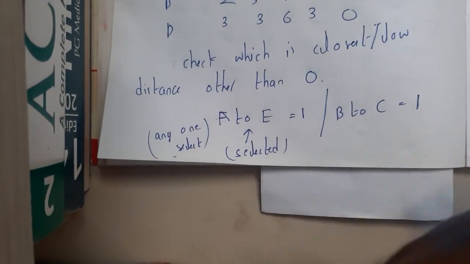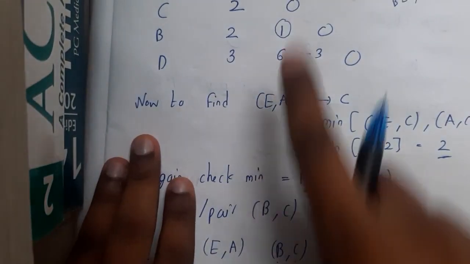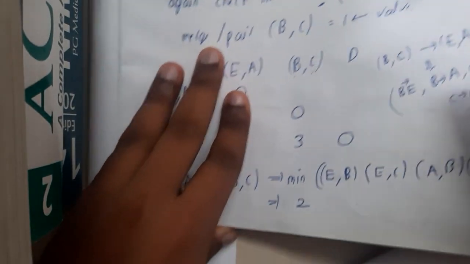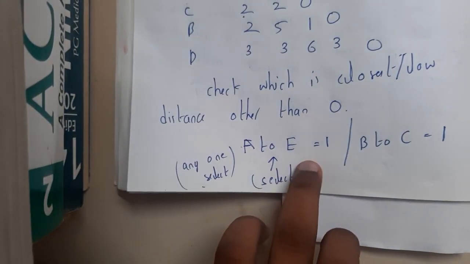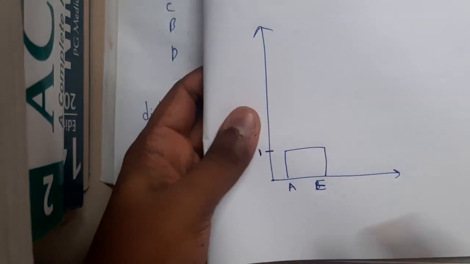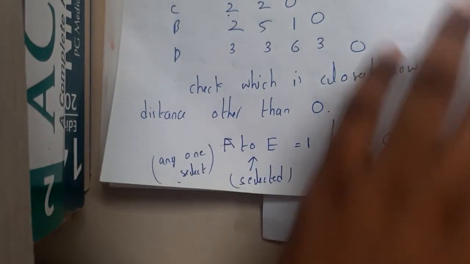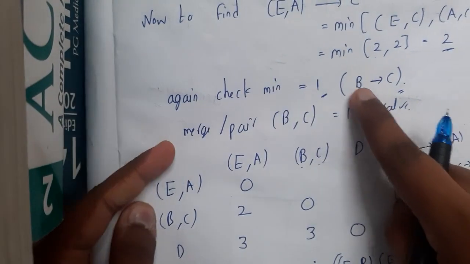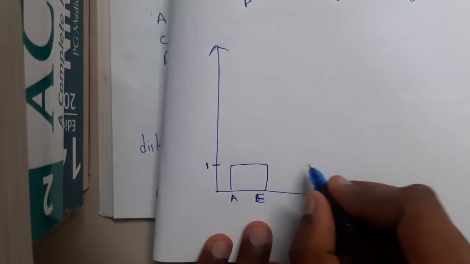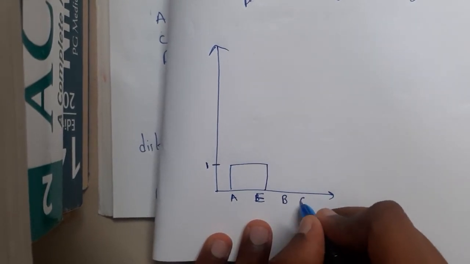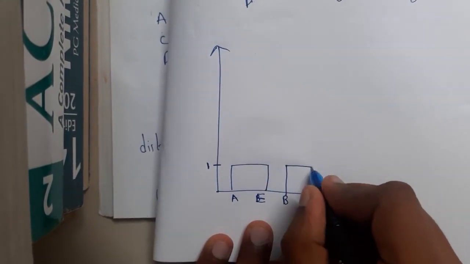So after that, what you combined? A and E is the first one. That's what I wrote, right? So A and E is at 1. Similarly, the next one is BC at 1. So let me write it again. BC at 1. So B and C are not in this. So let us make a new one. B and C, these are also at 1.